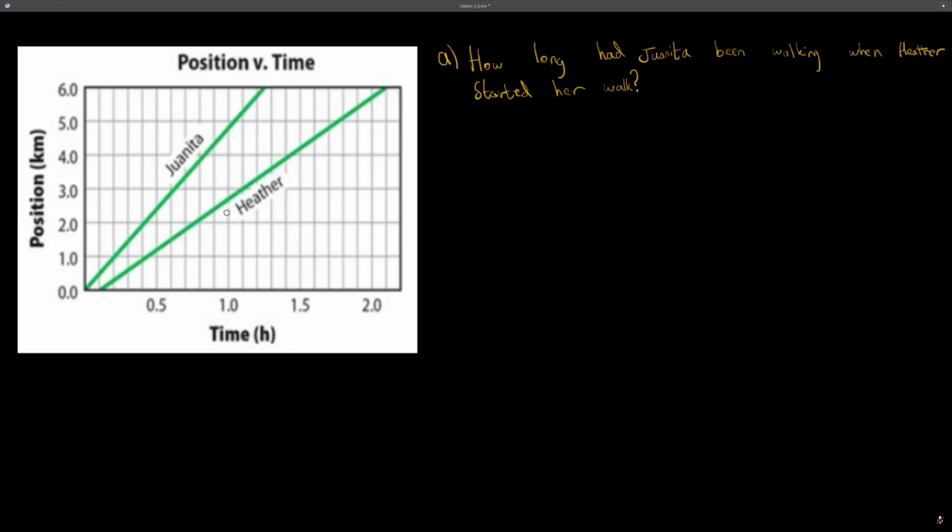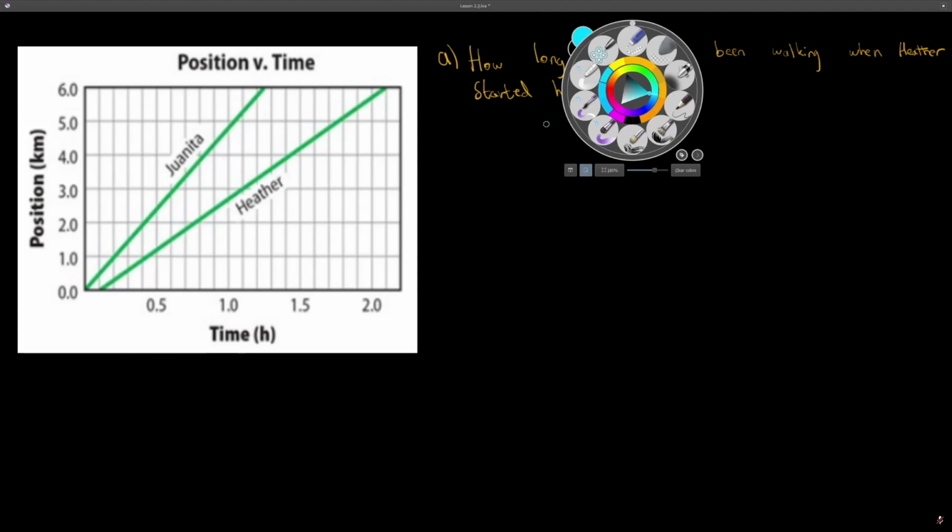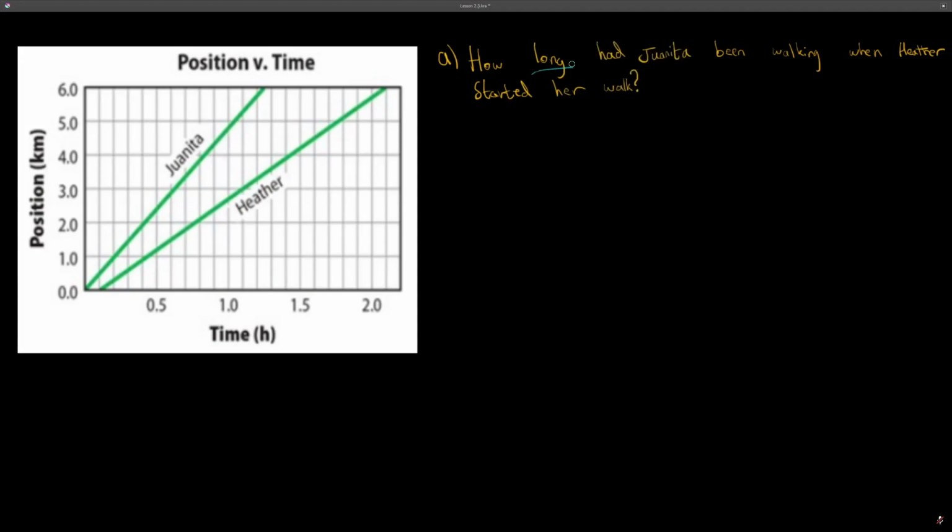So for example, in this case, you have two people, Juanita and Heather, and they're both walking at a certain distance. So in this question, it asks us how long had Juanita been walking when Heather started her walk? So we want to know the difference in time, the delta t, between Juanita's walk and Heather's walk. If we look here in the graph, we see that Juanita started her walk at point t equal to 0.